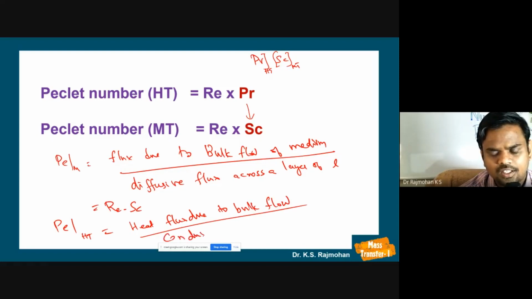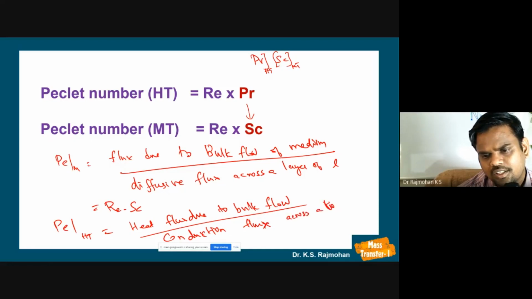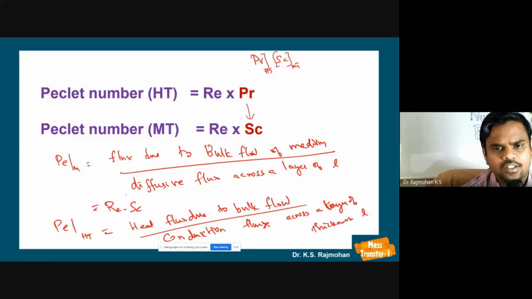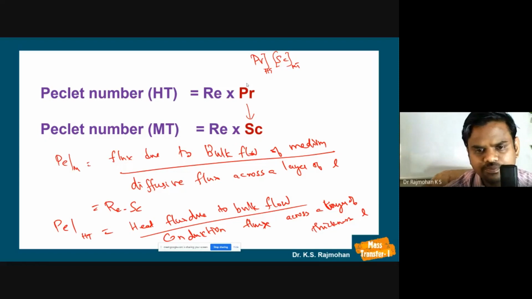Flux due to conduction flux across a layer of thickness L. Okay, so that is the Peclet number for heat transfer, which is equal to Reynolds number times Prandtl number.